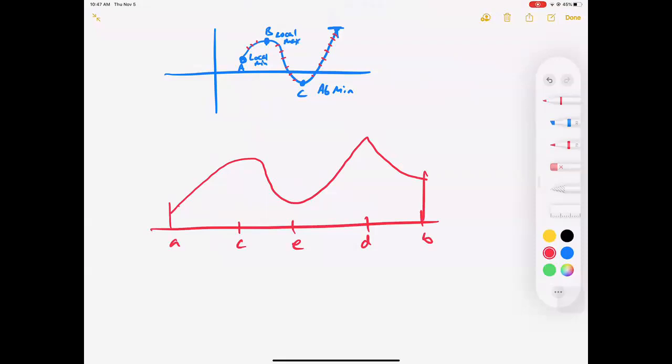I want you guys to look at point A. Would you call this absolute max, absolute min, local max, or local min? Absolute minimum, yes, because this value is lower than anyone else. But you could also call it, if you want, a local min.